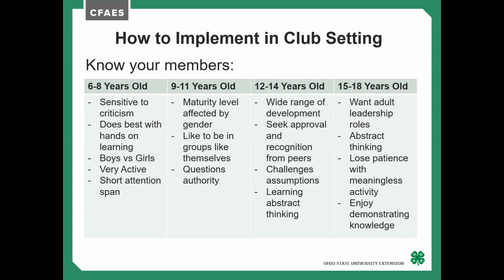From 12 to 14 years old, there's a wide range of development, and that is something to keep in mind. They seek approval and recognition from peers and others. They challenge assumptions, and they begin to learn through abstract thinking. And then 15 to 18 years old, they want that additional adult leadership role. They understand abstract thinking a little bit more, but may lose patience with meaningless activity. And they enjoy demonstrating their knowledge and what they have learned. So just keep that in mind. It's good to assess what age range your club supports.